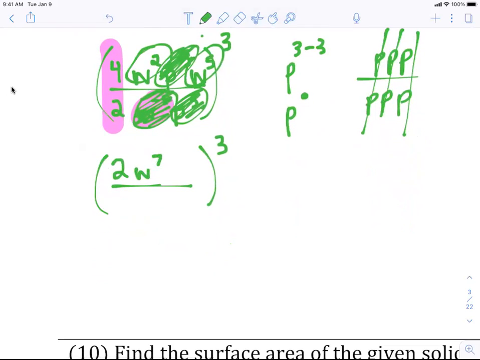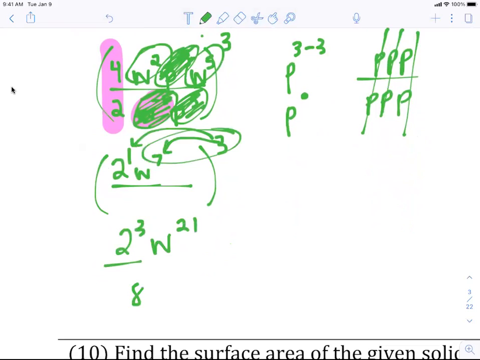And now there's actually nothing else that I can simplify. I can't do 2 times W to the 7th because I don't know what W is. But that just means my last step is going to be to now multiply the 3 to each one of those exponents. 2 raised to the 3rd power. W, 3 times 7 ends up being 21. And sometimes we will leave this as our answer, but 2 to the 3rd is actually pretty nice. 2 times 2 times 2 really ends up being 8. Bring down the W to the 21st. And there's no negative exponents, so that's our simplified answer.